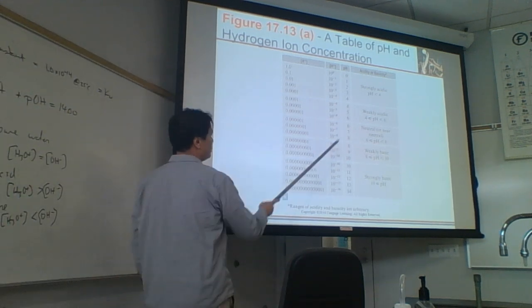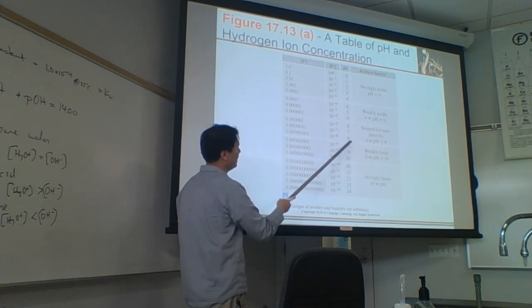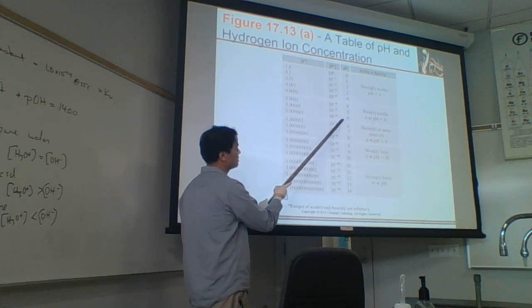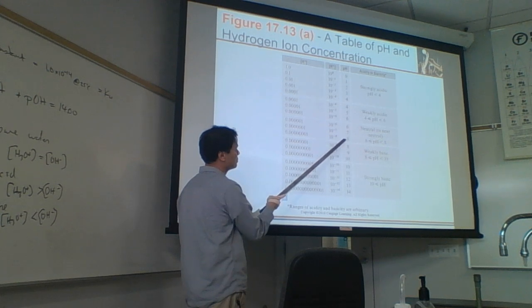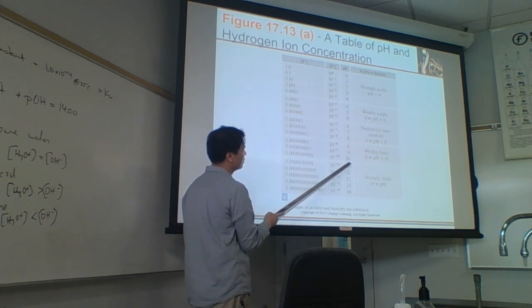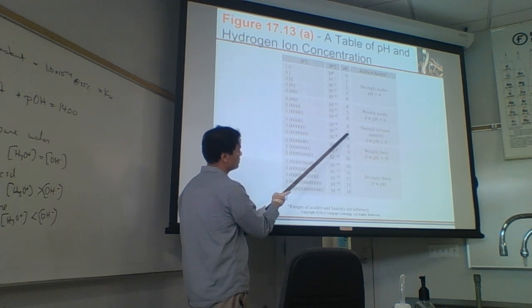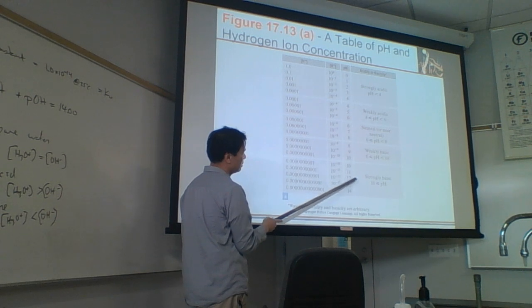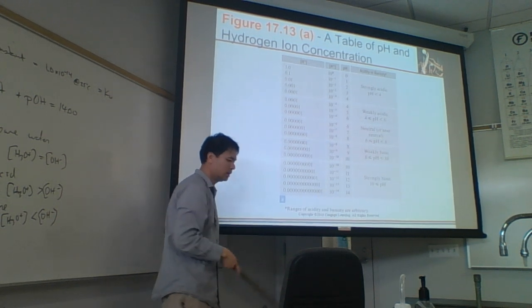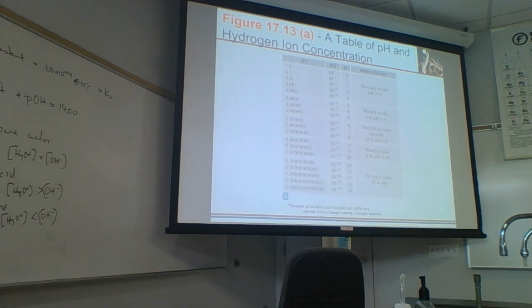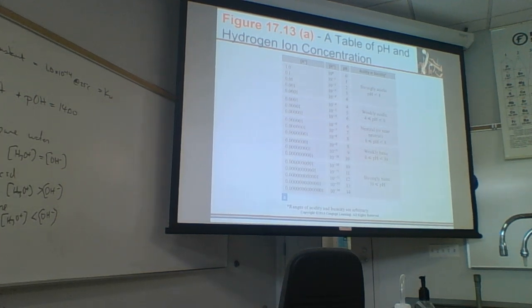And then pHs from about 4 to 8 are weakly acidic. If it's less than 7, weakly acidic; if it's greater than 7, weakly basic. 7 is about neutral, so anything around 7 is neutral. It's balanced. Strongly basic would be up to 14. So pH of 0, strongly acidic. pH of 14, strongly basic. And 7, right in the middle, is neutral.